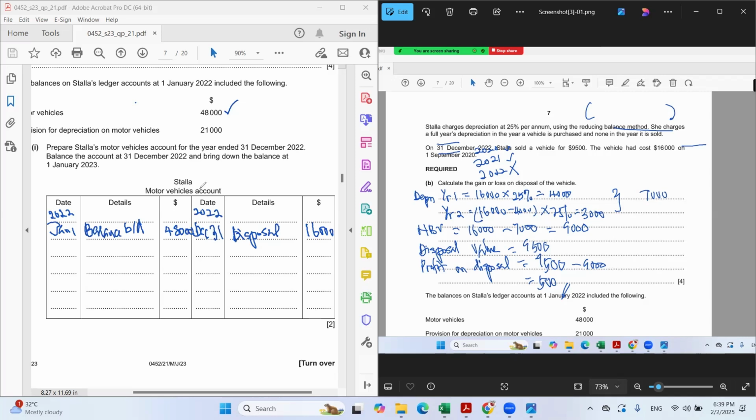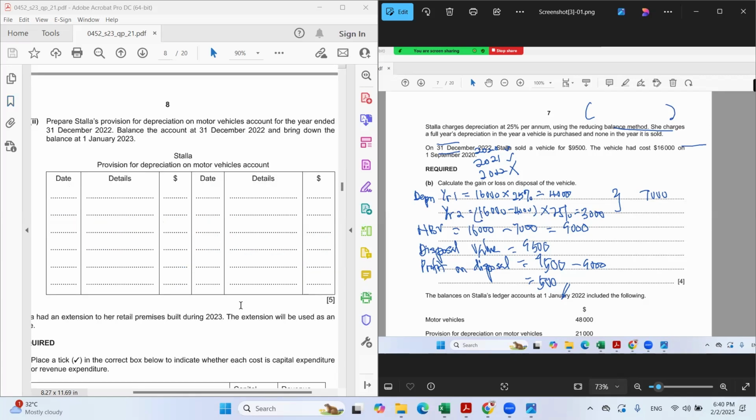And then we don't have any new asset purchased. So that means our balance c/d will be 48,000 minus 16,000, which gives us 32,000. So the asset balance is 32,000. And then the balance c/d is transferred to January 1st as balance b/d, 32,000. Okay, the next thing we are asked to do is prepare the provision for depreciation.